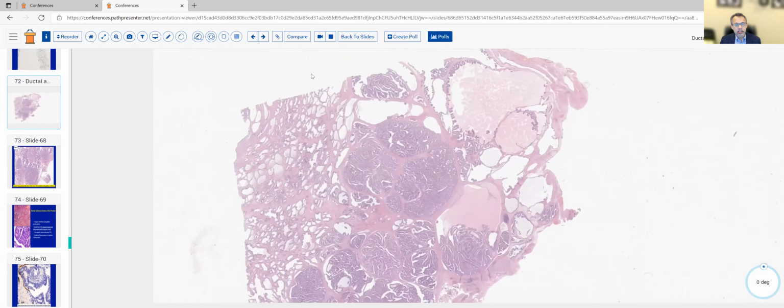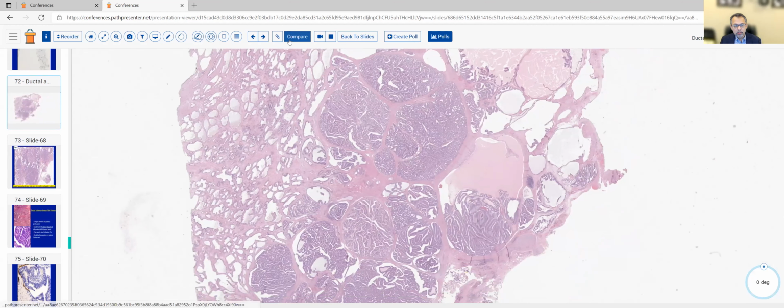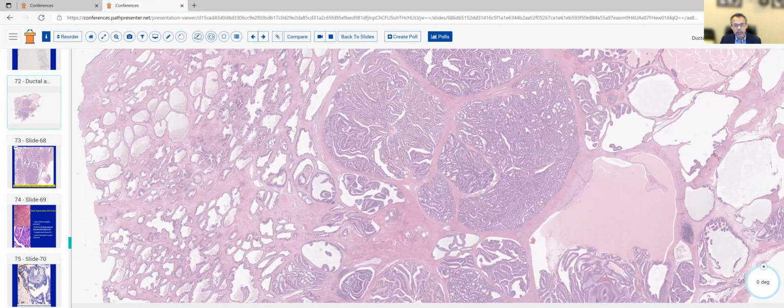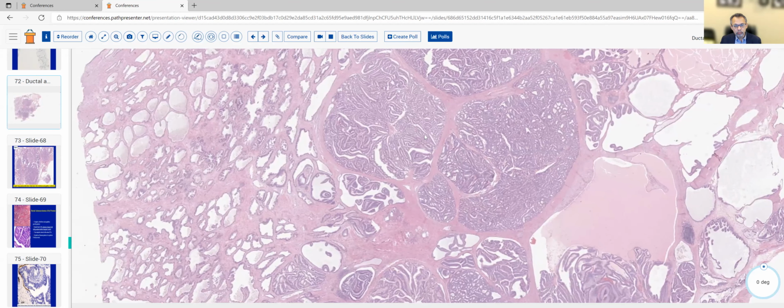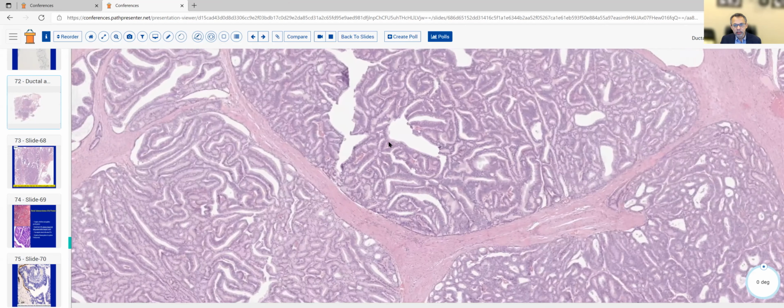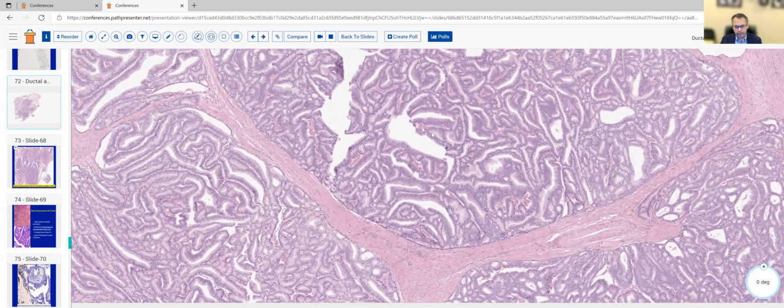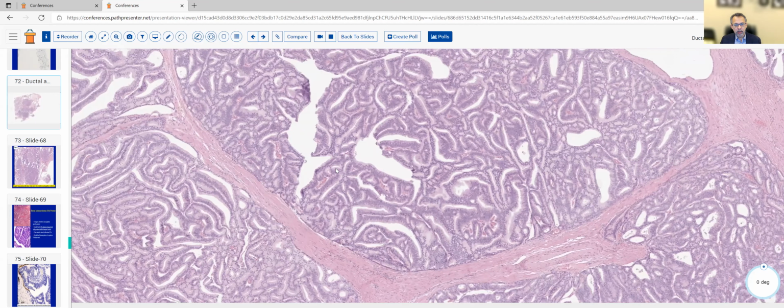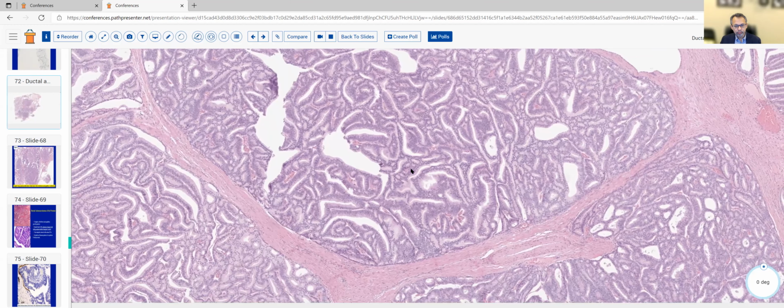So here is our case number 4, and this is a beautiful example where you can see this large mass forming cribriforming and papillary glands. You can see here that these ducts are expanded by this cribriforming and papillary morphology.